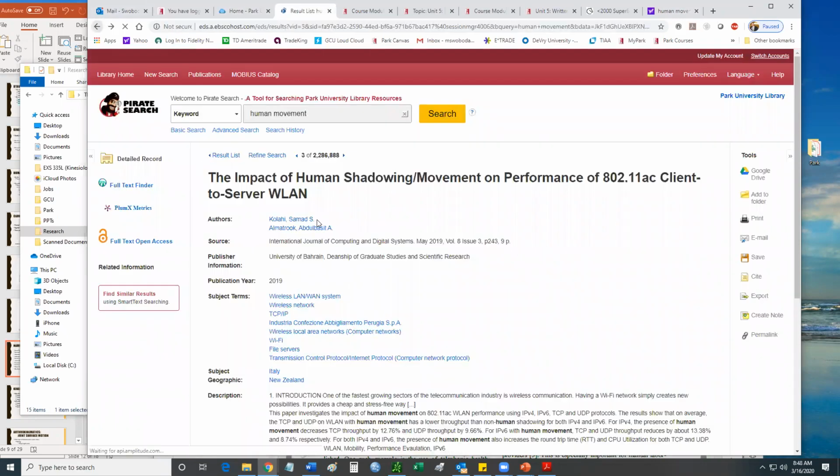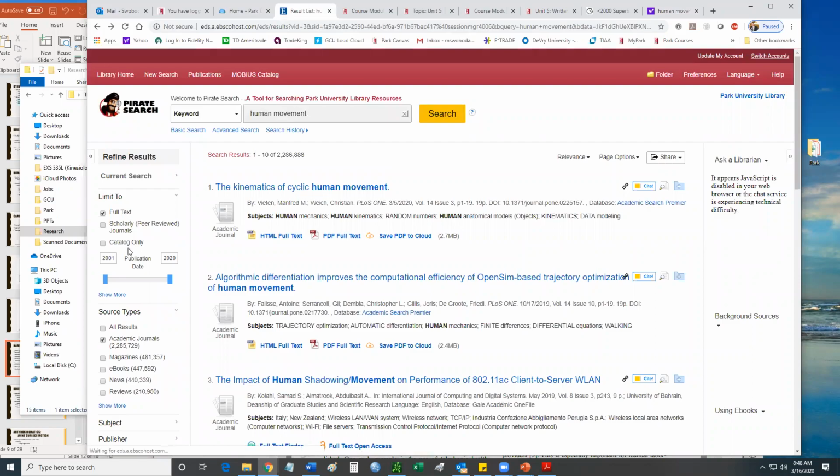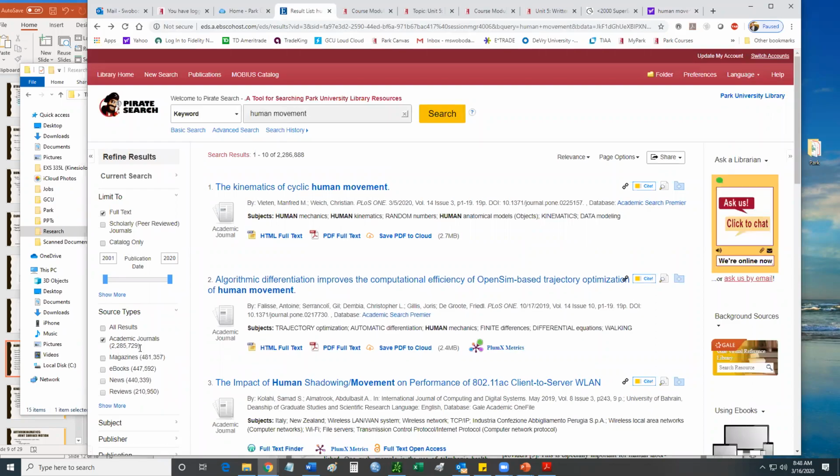And remember the things you want to check off: full text and academic journals. Then change your publication date to at least the year 2000. You click full text because that'll give you the full journal, so you don't have to worry about not having access to the full thing. But that's that. All right, so hopefully that helps you out a little bit.